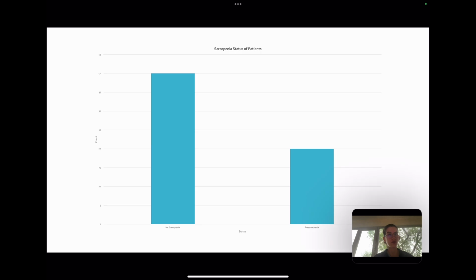Here we can see the bar chart again, which helps us visualize the difference between the two groups. The no sarcopenia bar is twice as tall as the presarcopenia bar, clearly showing that most patients do not have sarcopenia, but a significant number still needs attention.